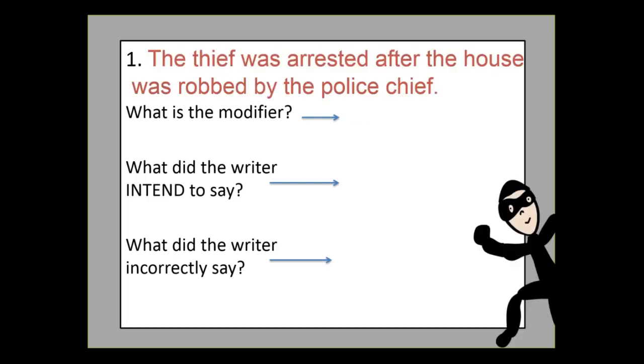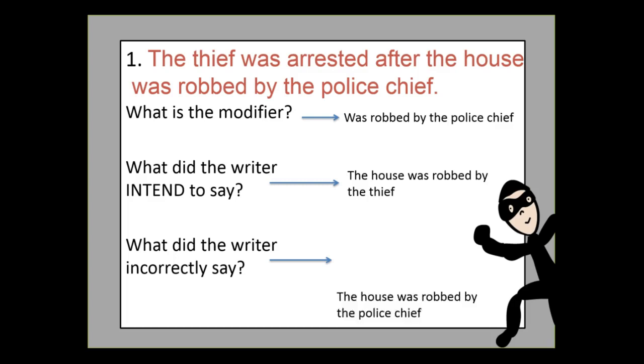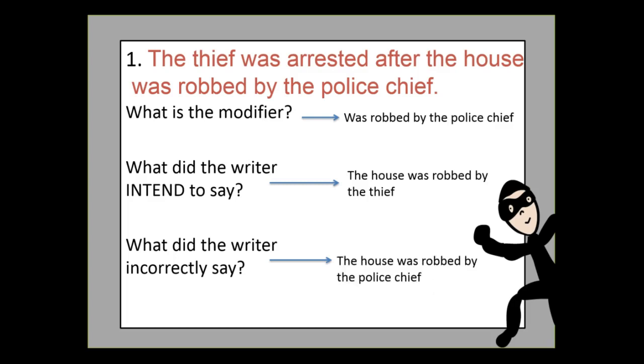So let's go to the next one. The thief was arrested after the house was robbed by the police chief. So what is the modifier? The modifier is was robbed by the police chief. What did the writer intend to say? So again, what was the intention? The intention was that the house was robbed by the thief. Instead, what the writer incorrectly said was that the house was robbed by the police chief.